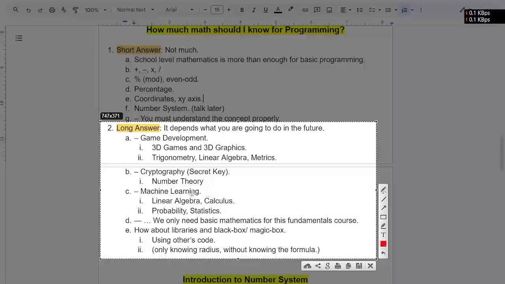If you go to the path of machine learning, you have to know linear algebra, calculus, and you have to know probability, statistics. We only need basic mathematics for this fundamentals course, so don't worry about all of these concepts. If you don't know, that will not be a problem. What mathematics formulas or theory we need, we'll discuss in the future, but you should not be worried about those concepts.